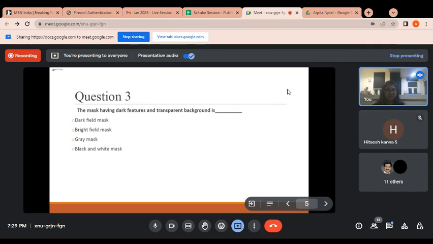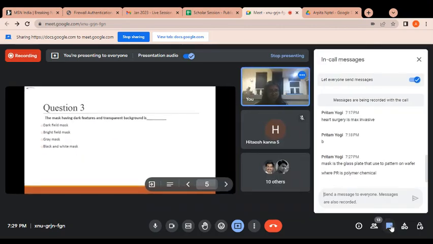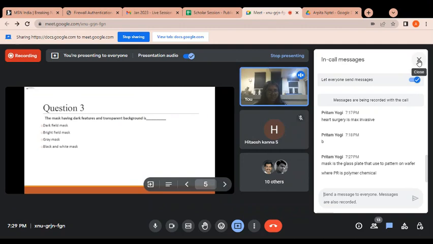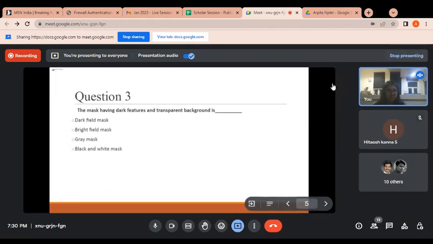Can you tell me what is the difference between these dark field features and the dark field mask and the bright field mask? Your answer can be right or maybe wrong, but at first at least you can try. Please unmute yourself and try to give the answer.